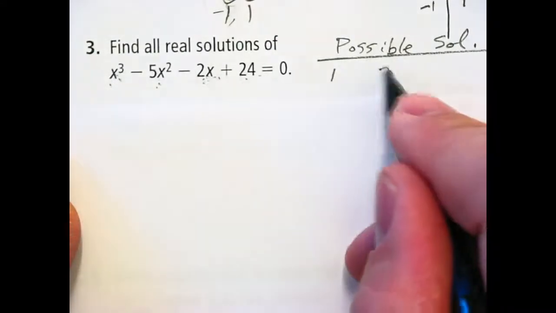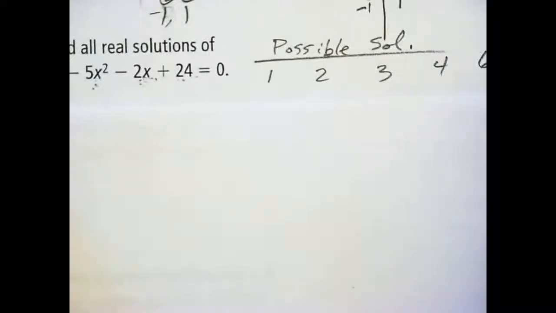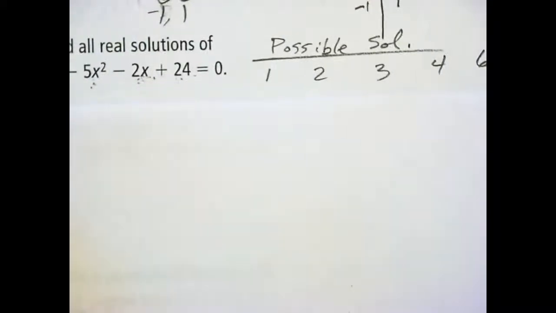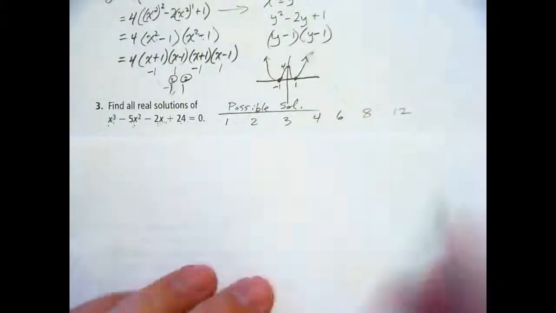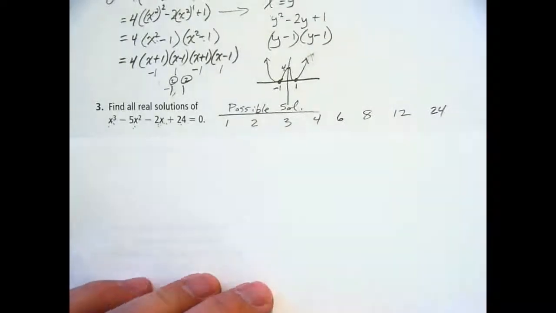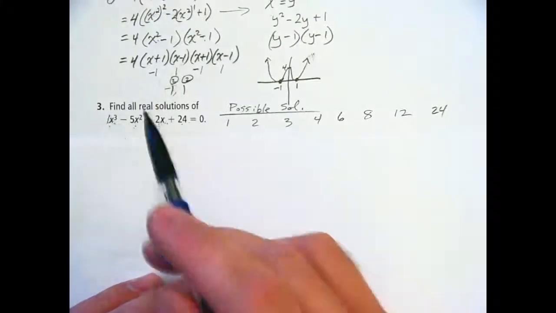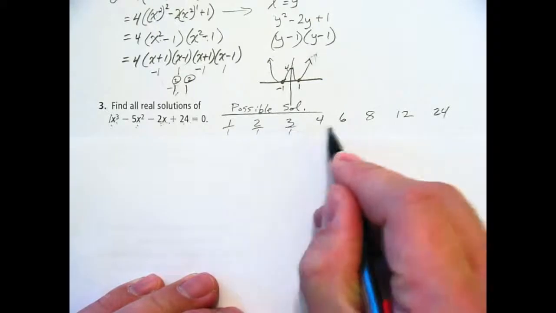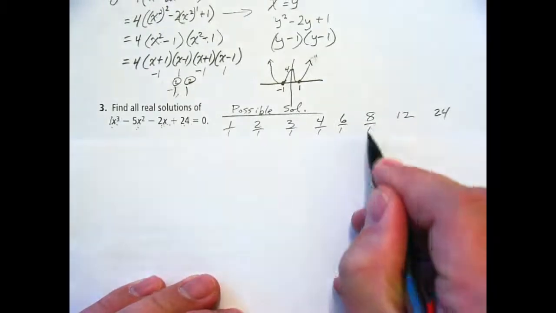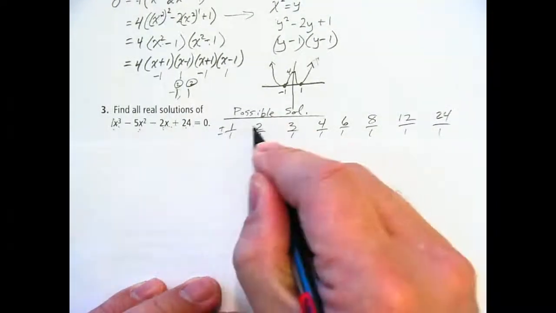So 1, 2, 3, 4, 6, 8, 12, thank you. It's bad when you have to zoom out because there's so many. 12 and 24. And then you have to divide by all the factors of A. Luckily for us, A is 1. So it's kind of redundant putting a 1 under it, but I do it just so we can see what's going on. And then we're actually testing all the plus minuses.